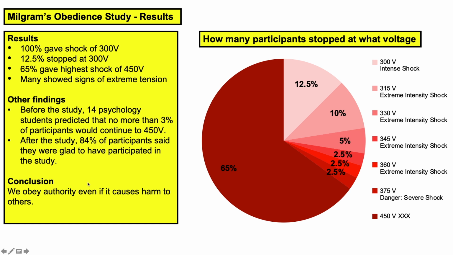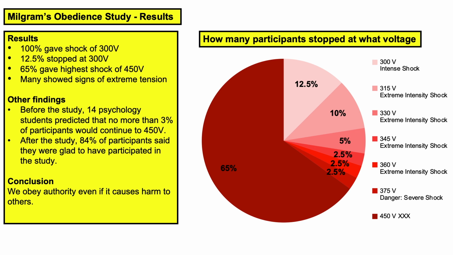All right. So what is the conclusion from all these results? Very shortly, we obey authority even if it causes harm to others. That is something to take home here right now. This experiment shows that normal human beings are capable of hurting other people when told to do so by a figure of authority. And that is massive.